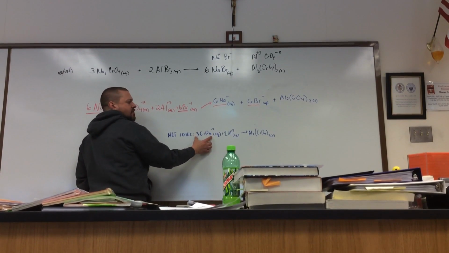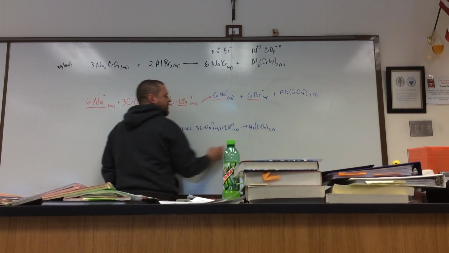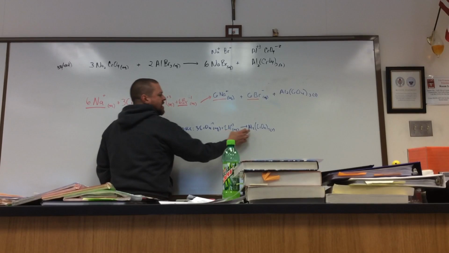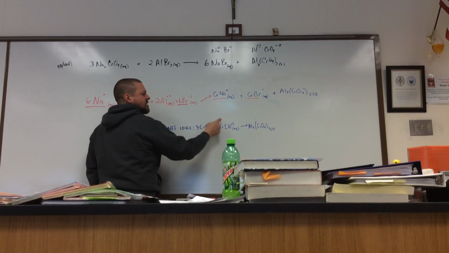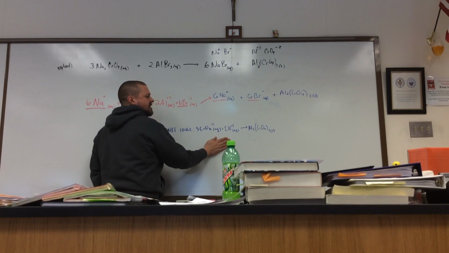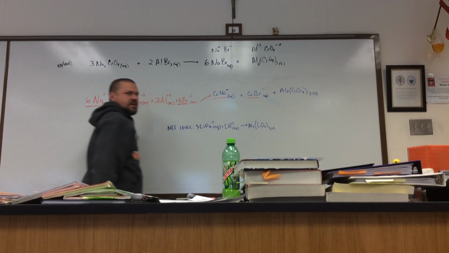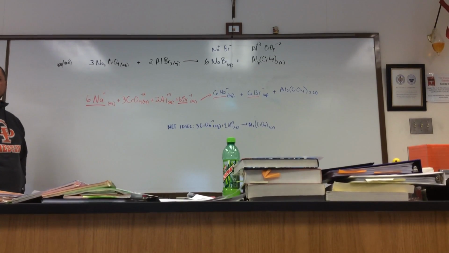I have 3 CrO4s, I have 3 CrO4s. I have 2 Als, I have 2 Als. I have 6 negative charges and 6 positive charges. So this side's 0. That side has no charge, it's 0. Good there.